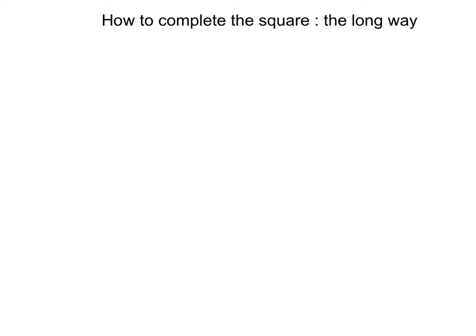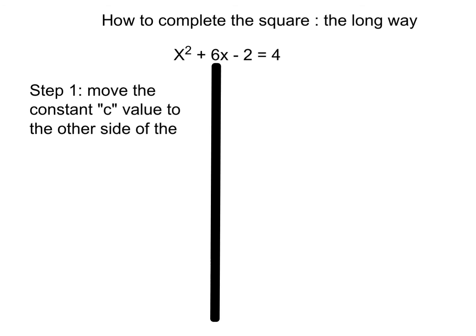So the first thing I've got to show you is the long way to do this. Here's our problem: x squared plus 6x minus 2 is equal to 4. You were asked to solve this using completing the squares. Our first step is to move our constant to the other side. Our constant, or our c value, is this guy right here. So we're going to add 2 over. We now get x squared plus 6x is equal to 6.